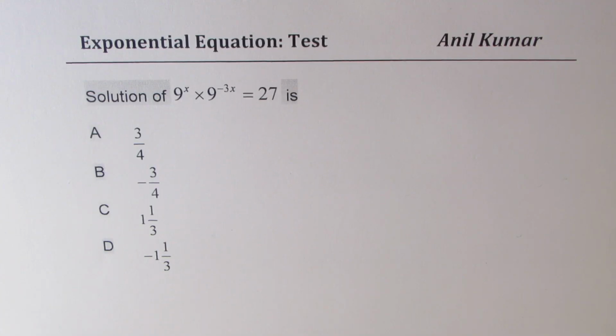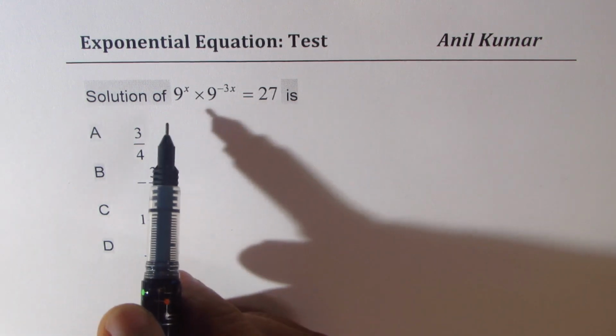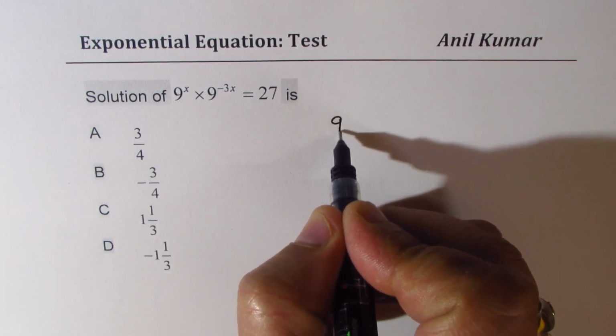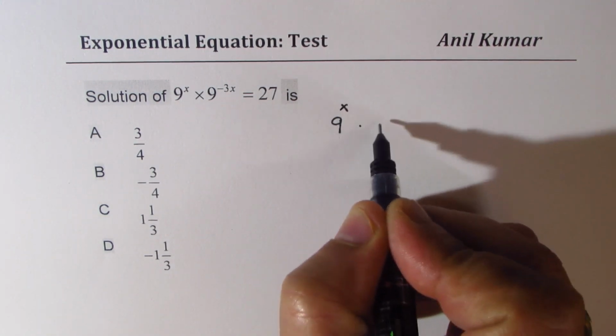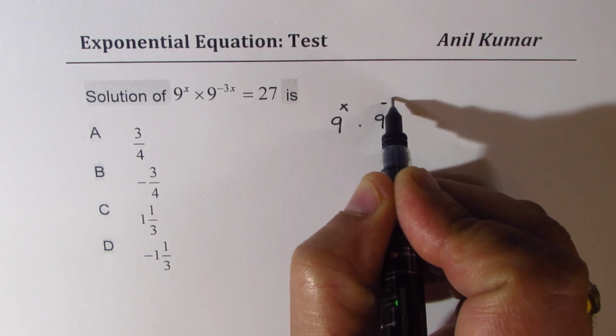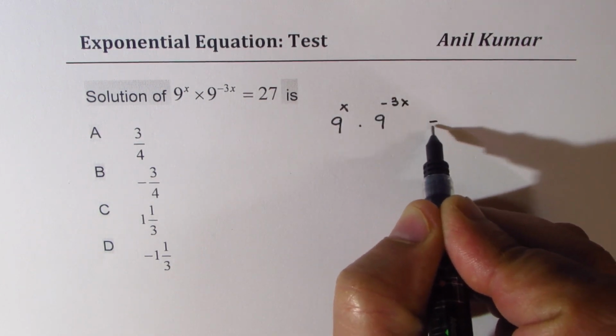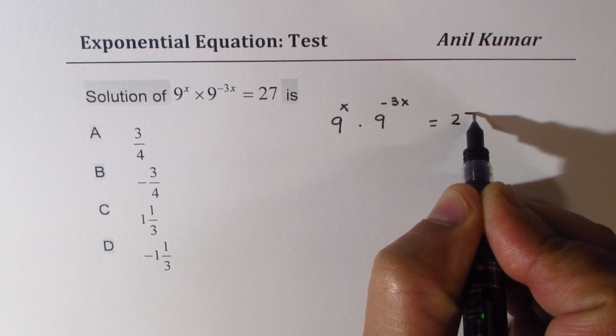The solution of 9 to the power of x times 9 to the power of minus 3x equals 27 is what? You can pause the video, answer this question, and then look into my suggestions. So let's try to solve it. So we have 9 to the power of x times 9 to the power of minus 3x equal to 27.